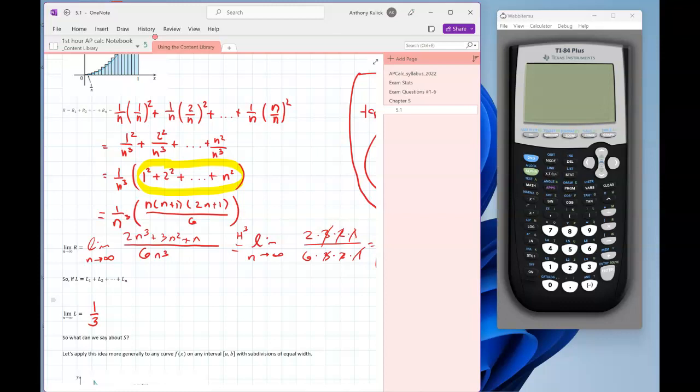So what does that tell us? Does it matter whether we use the left hand as the height or the right hand as the height? It does not. At least if you're making infinitely many rectangles. Now, if you're not making infinitely many rectangles, we've seen that it absolutely makes a difference, right? But if we are, everything is fine. Okay.